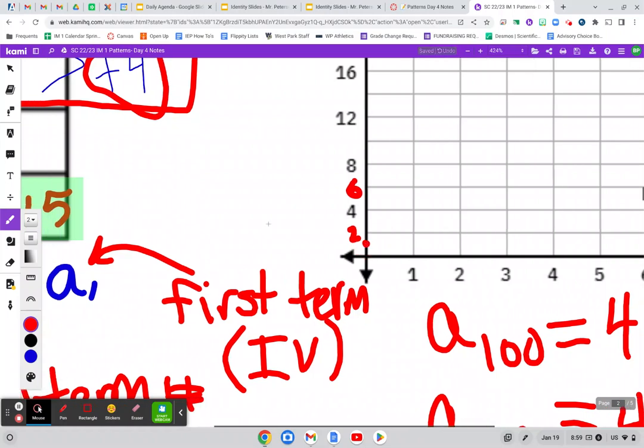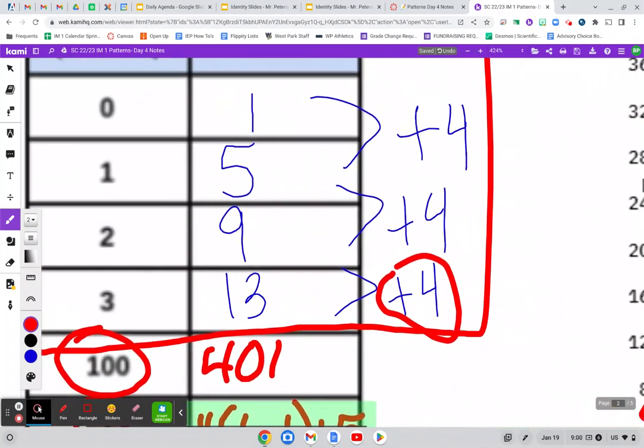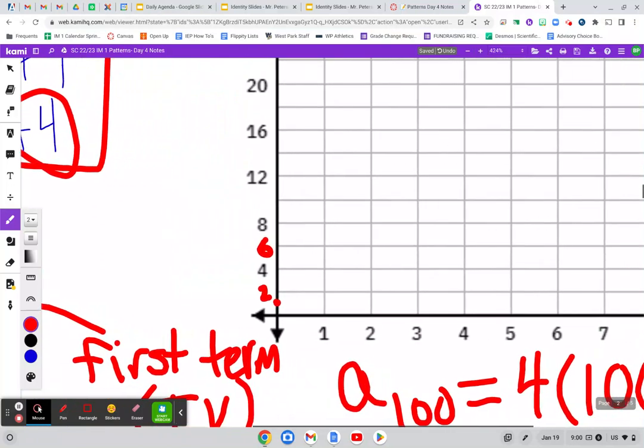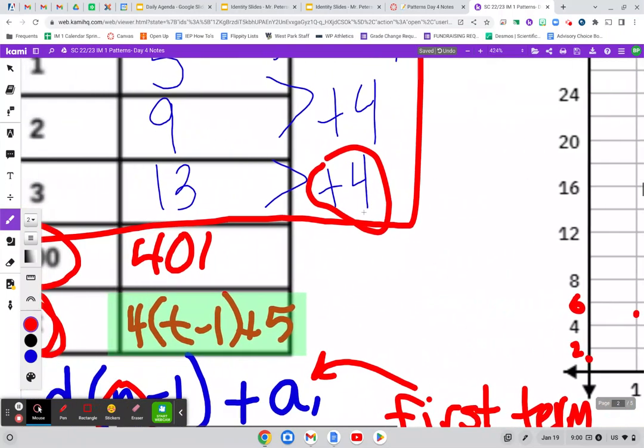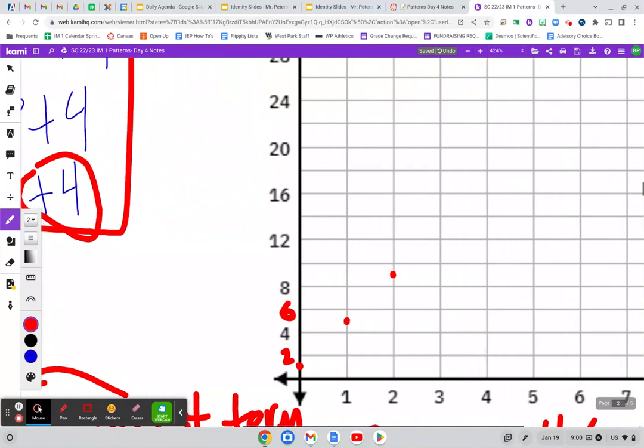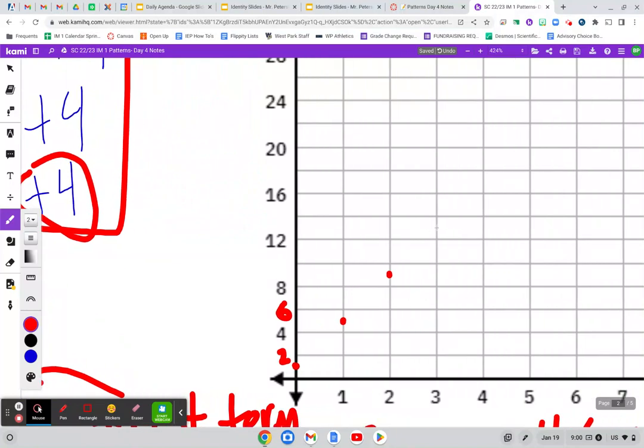Now, how many dots are there after 1 minute again? After 1 minute, there's 5. So at 1 minute, we're going to trace up to 5, which would be right about here. And at 2 minutes, there is 9. So we would trace up to 9 right about here. And then so on. At 3, there was 13. That's going to be right about here.